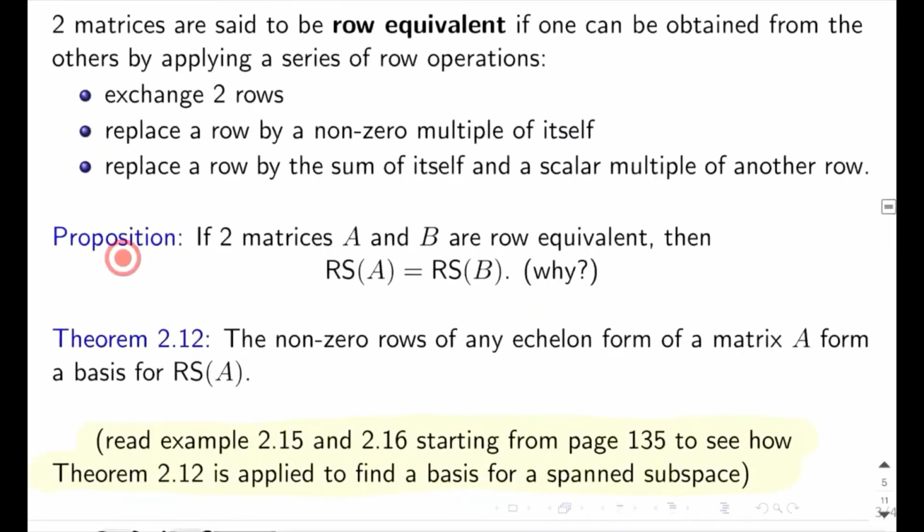Now from the proposition, we can easily prove theorem 2.12. The non-zero rows of any echelon form of a matrix A form a basis for row space of A. So this is going to be a very powerful tool to get the basis of the row space of A, right? So it's important in practice. You are going to use it a lot. All right, so now we are going to prove it.